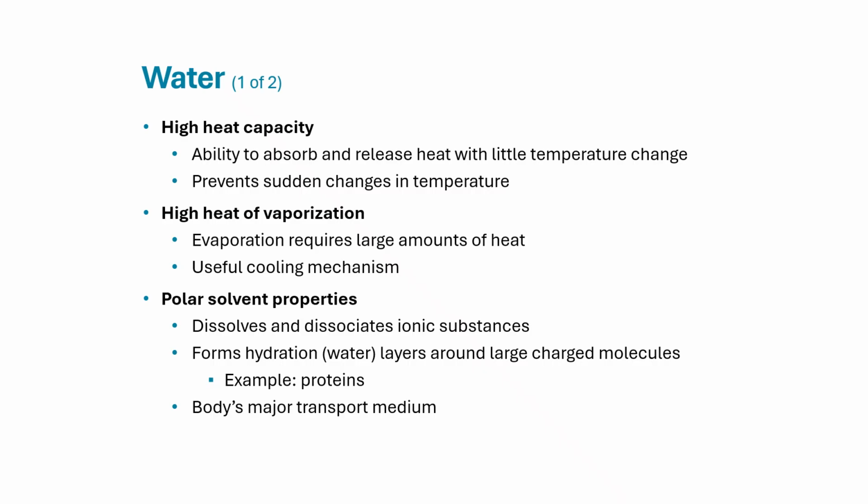So this is our ability to absorb and release heat with little temperature change. So the high heat capacity prevents sudden changes of temperature, which is very important in our body because we cannot handle large temperature changes. That's why most of the time your body is 98.6. Okay, high heat of vaporization. This means that it takes a lot of heat or energy to break it down from a liquid to a gas. This is why we sweat. Water's on our skin, it evaporates, it pulls heat away from our body, and it cools us down.